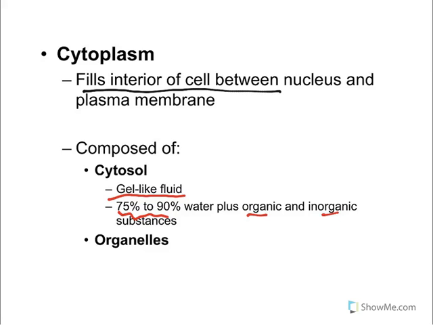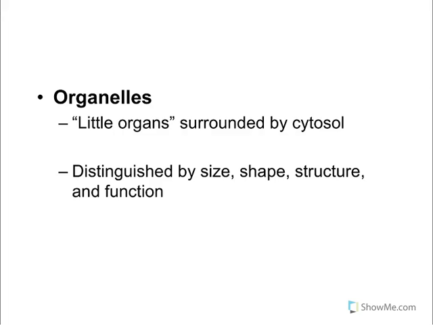Also floating around in there are organelles. And organelles are going to be important because that's what's actually making the whole cell go. That's kind of like the gears in the robot. So the cytoplasm is the liquidy, gel-like material that's in there, and we've got organelles that are floating around. So what are organelles?